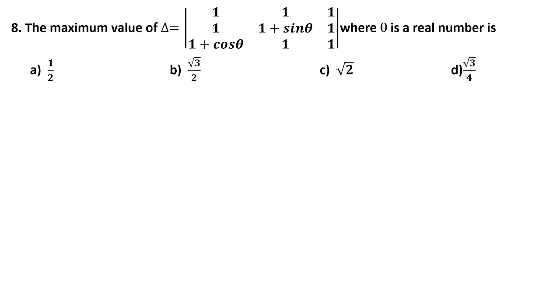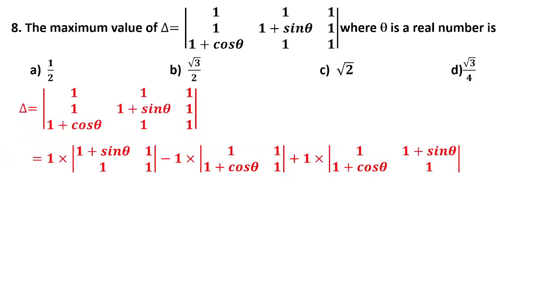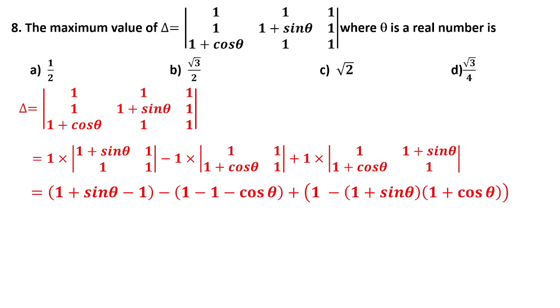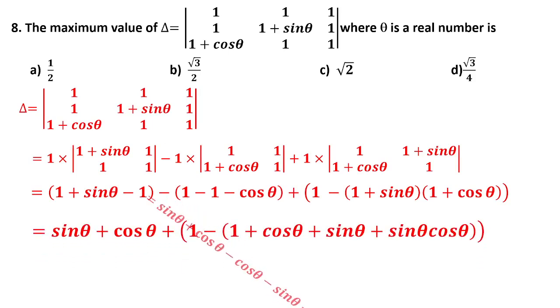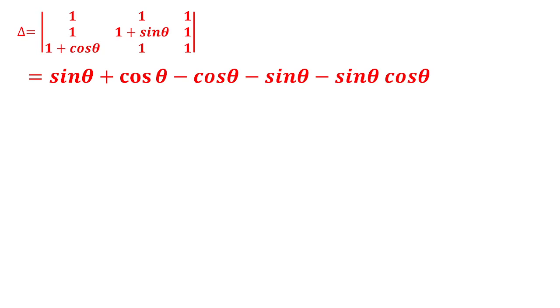Go to question number 8. The maximum value we have to find for this matrix which contains trigonometric terms. Let us expand it. With respect to the first row, I am expanding it and finding that the expression leads to sin theta plus cos theta minus sin theta minus sin theta cos theta. Therefore, after cancelling the terms, you are getting only minus sin theta cos theta.